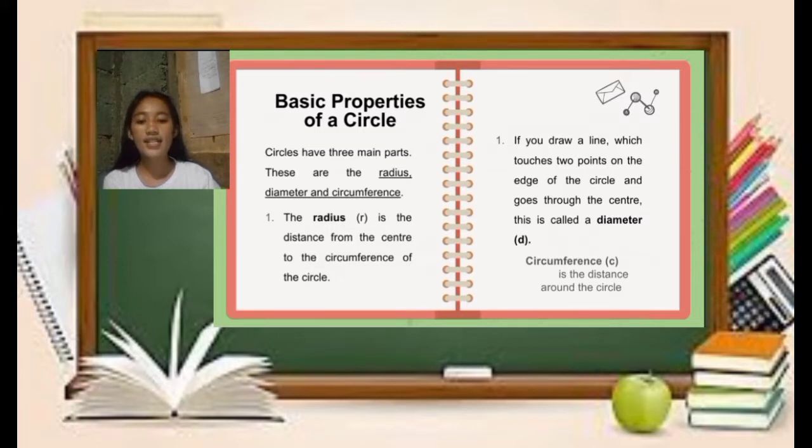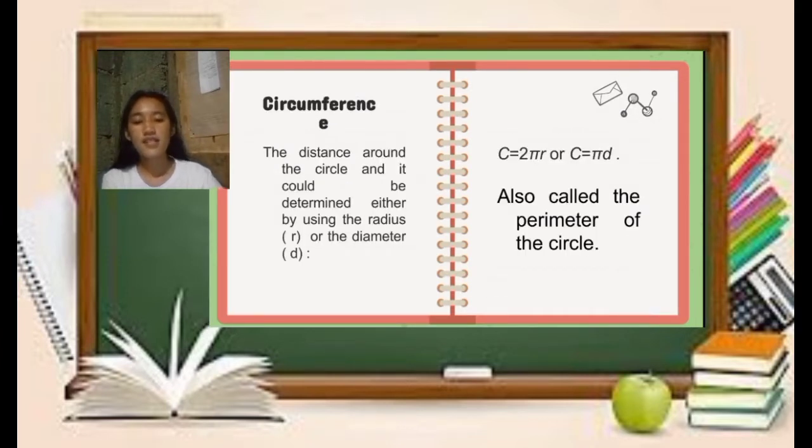A circle has three main parts or basic properties. These are the radius, diameter, and the circumference. As I have said earlier, radius is the distance from the center to the circumference of the circle. Next, if you draw a line which touches two points on the edge of the circle and goes through the center, it is called the diameter. Circumference is the distance around the circle.